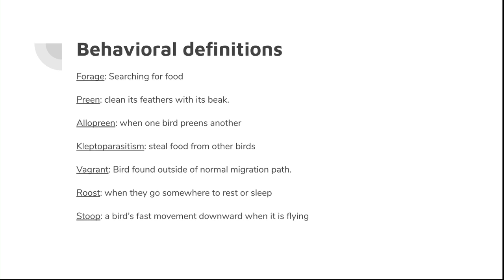Now, roosting is when they go somewhere to rest or sleep. It's like when we go to our beds to rest or sleep. That's basically a bird's roosting. Okay, so stoop is a bird's fast movement downward when it's flying. One example of this is a peregrine falcon. A peregrine falcon is the fastest animal species, and it's the fastest because when it stoops down or dives, it is really fast.